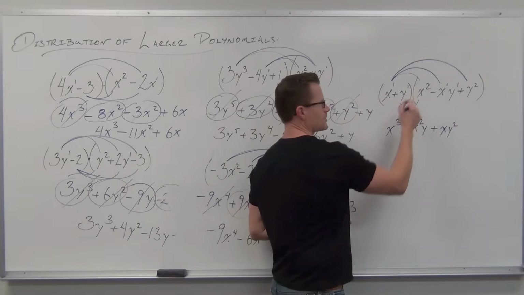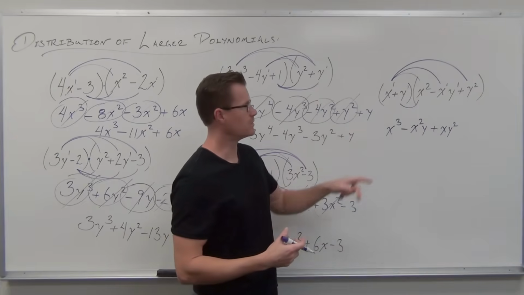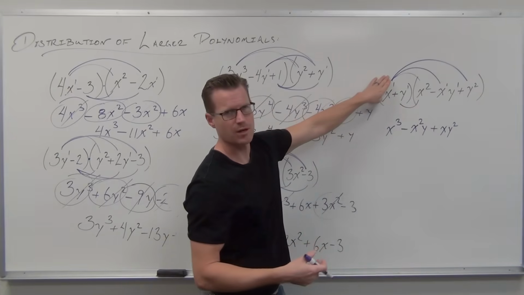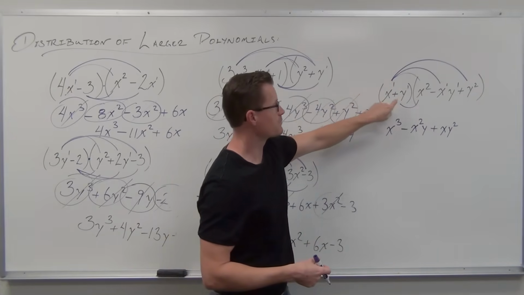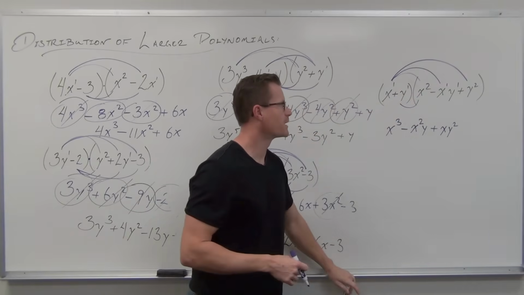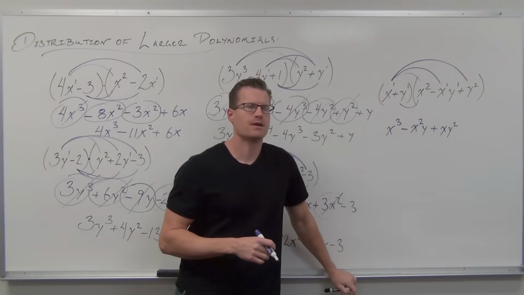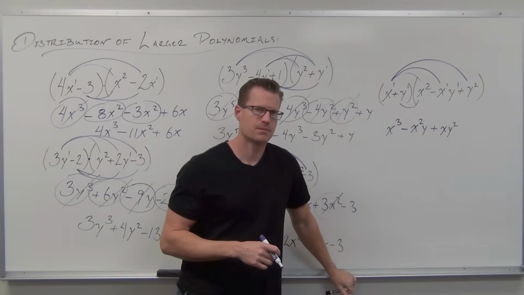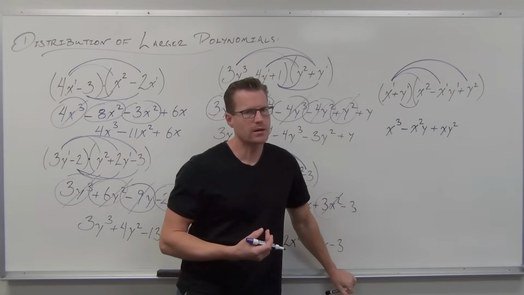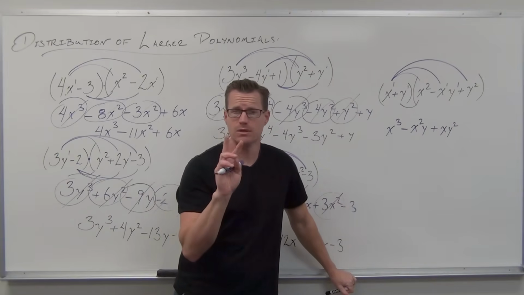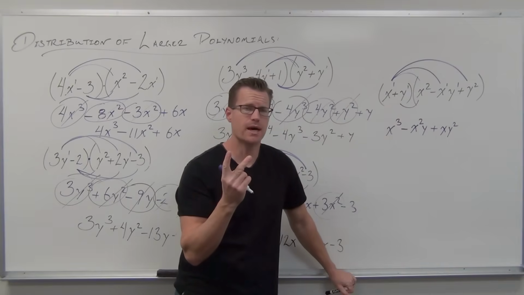After that, there's just one more term to distribute, the next term. Positive y to the first times x to the second. Now, does it matter if I put y x to the second or x squared y? Well, multiplication is commutative, so it doesn't matter the order in which we do that.